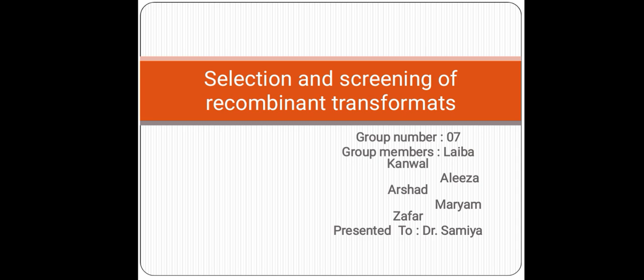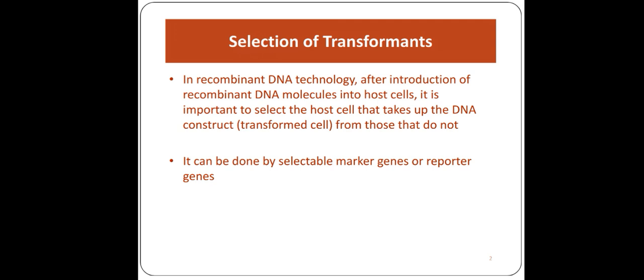I am a student of MPhil biotechnology, and my roll number is 5025. Today I will discuss with you the selection and screening of recombinant transformants. First of all, the main step of transformation is the selection of transformants.